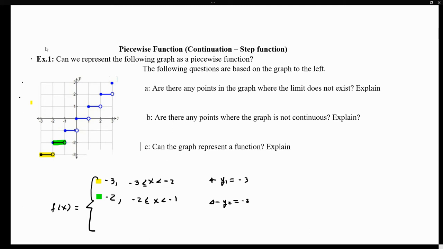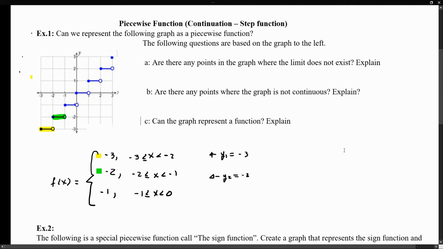And you can get the hang of it, because now you can see that my next step, right here, I can define as just being -1. My y is -1 when my x values are between -1 and 0. Notice that at -1, I'm using the inequality sign with the equal underneath because we have a closed circle here. And at 0, I'm not using the equal sign because it's an open circle.